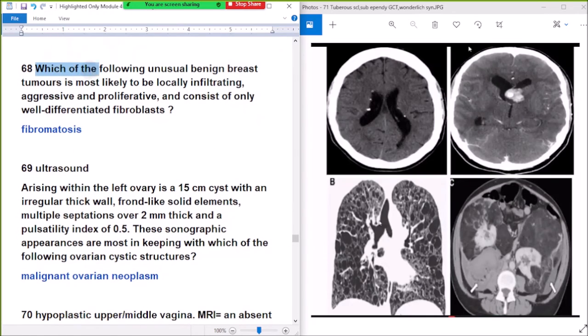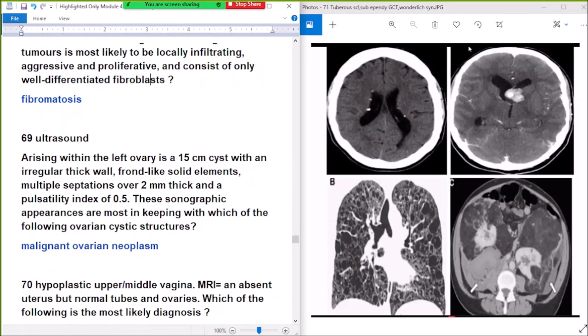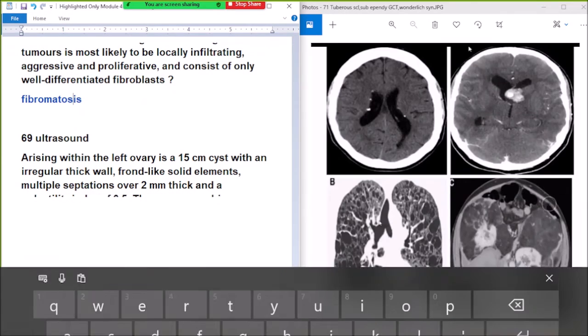48. Which of the following unusual benign breast tumors is most likely to be locally infiltrative, aggressive, and proliferative, and consists only of well-defined fibroblasts? Fibromatosis. A breast tumor consisting of only well-defined fibroblasts is fibromatosis.